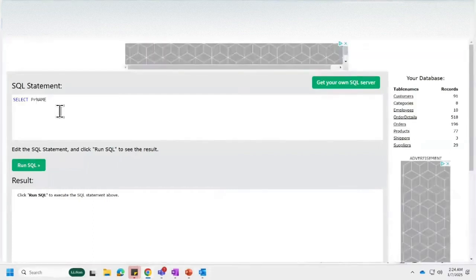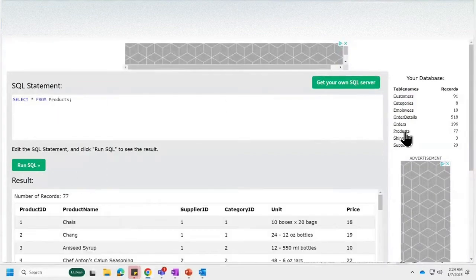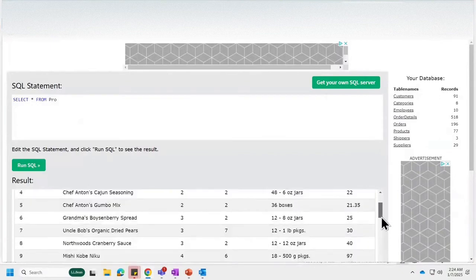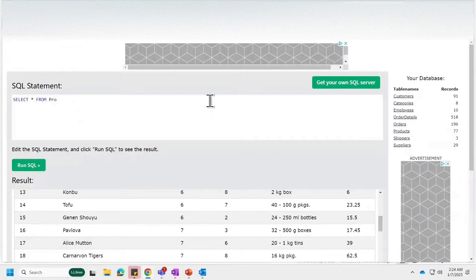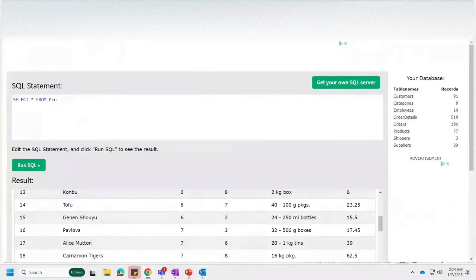Your product name is here. Okay, so we can just look at this right here. Yes, Pavlova is the answer. Exactly. But wait a minute, Rafi, please.